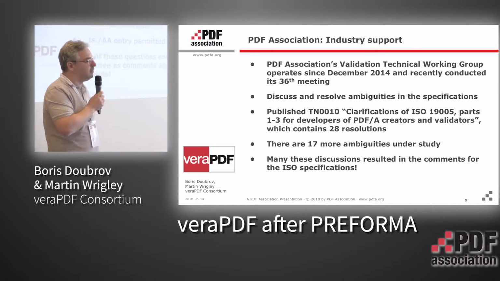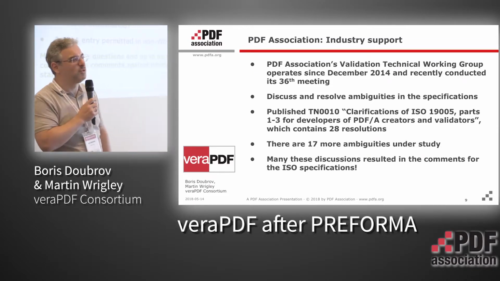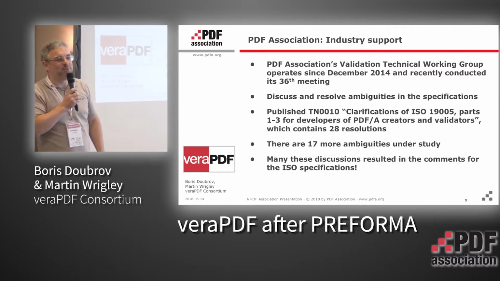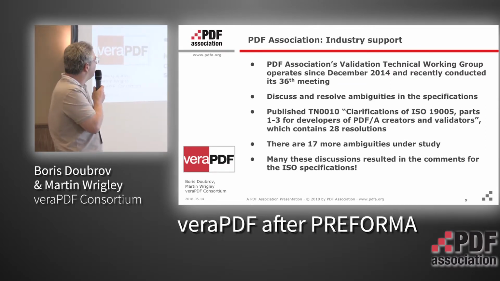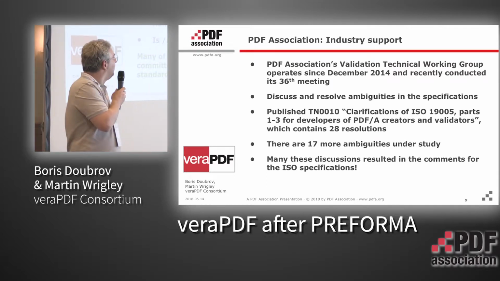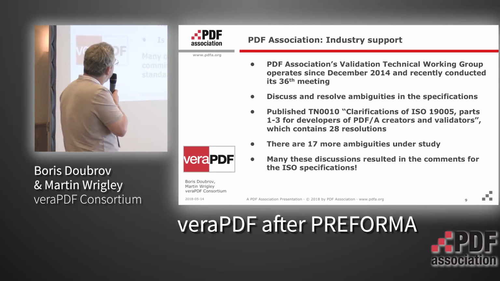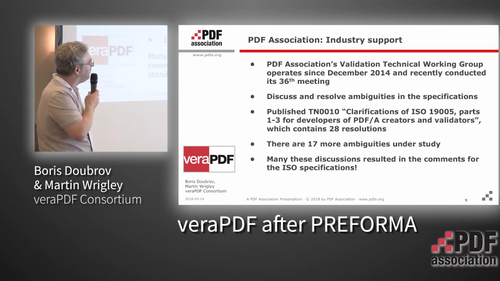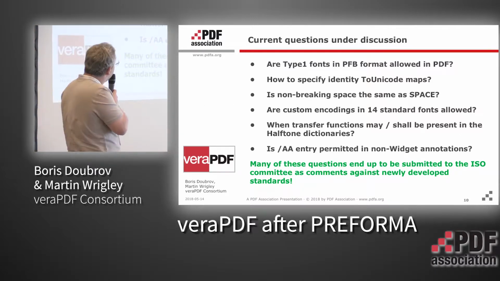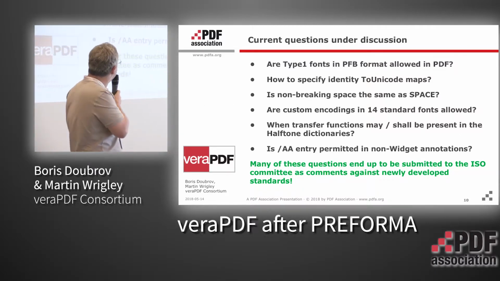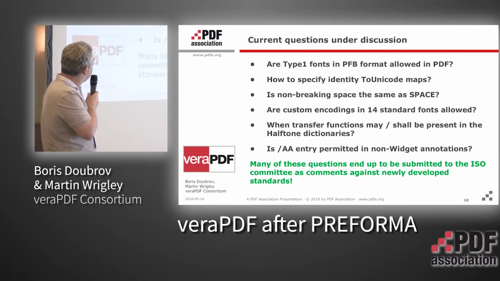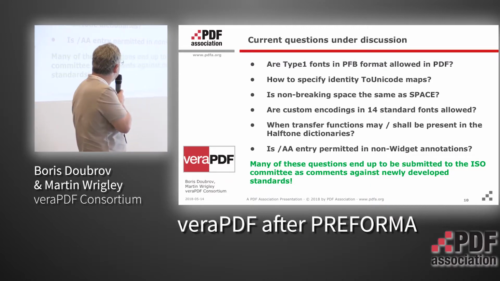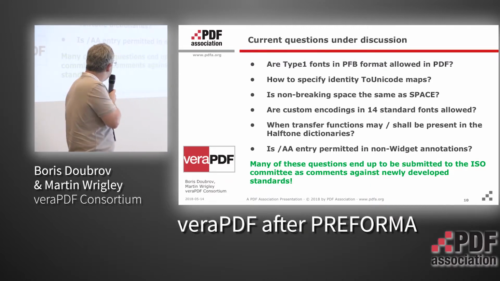Just to list for you, this is a marketing thread, so I'm not supposed to be very technical here. But I see some technical people in the room, so I'm listing a few of the questions which are discussed right now. So it's like Type 1 fonts and PFB format, what is an identity ToUnicode map and how to specify them correctly, non-breaking space, how it is different from space, and so on. So there are many of these questions, so I mentioned they will be submitted, and some of them are submitted or right now under discussion with the ISO committee.